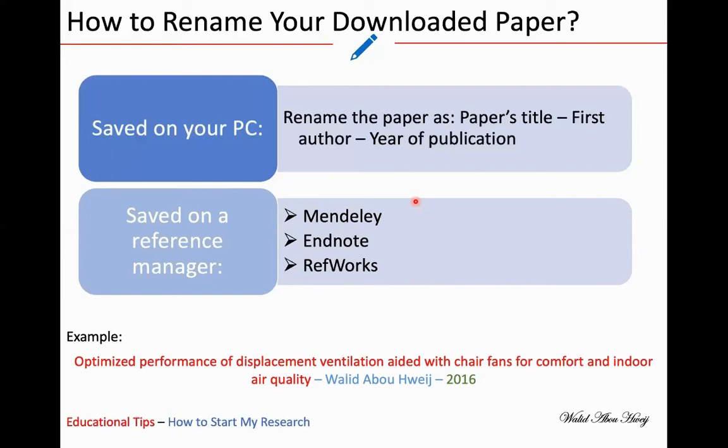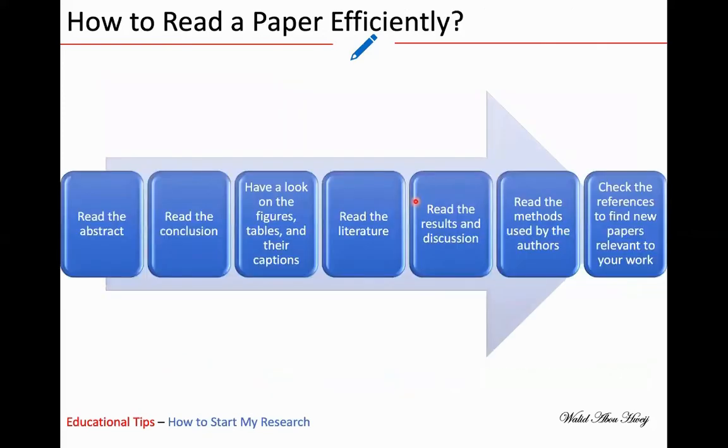So now you want to dig more into the paper. It will be a waste of time if you want to read the paper in its order. It is advisable to follow the order you are seeing now. That is, start with reading the abstract, then read the conclusion, then have a look at the figures, tables, and their captions. After doing that, if you found that this paper is relevant to your work, continue reading the literature, the results and discussion, the methods used by the authors, and then check the references to find the new papers relevant to your work.